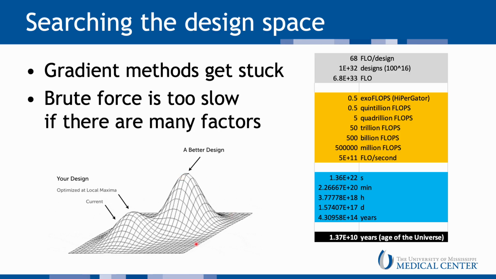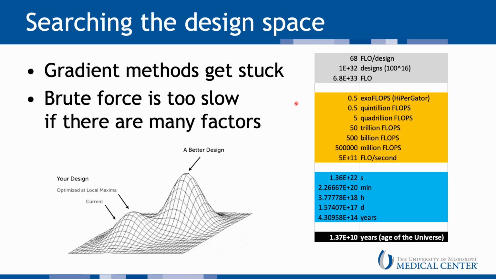Another possibility is the brute force search, where every edge of the design space is divided up into, say, 100 different gradations, and you ask the neural network to predict for you what is going to be the performance of every single point of intersection on the surface. However, this takes too much time.